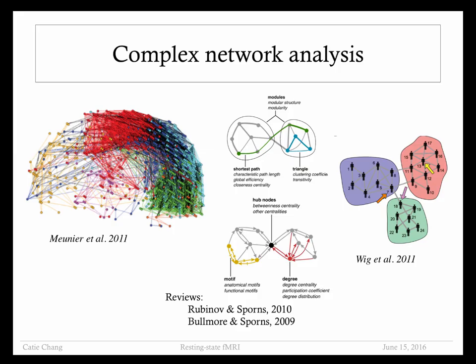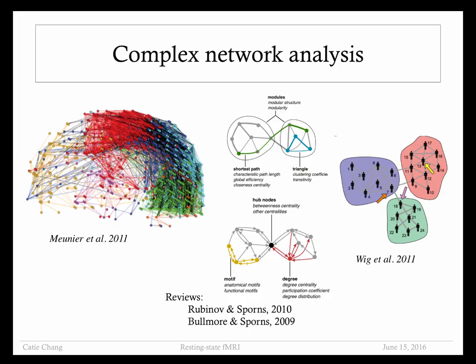So the final class of techniques we'll go into is complex network or graph theory analysis. And here the main idea is to model the data as a set of nodes that are connected by edges, where nodes are often taken to be distinct brain areas, and the strength of an edge between two nodes will represent some measure of association between them, like how correlated their time courses are. And once you've specified what your nodes and edges are going to be, then you can try to characterize properties either of the whole network or of individual nodes in that network.